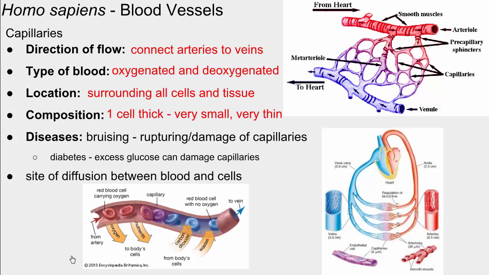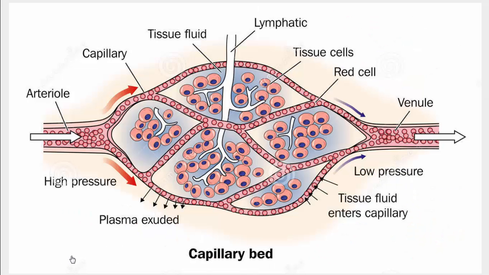Sometimes if those capillaries get damaged due to trauma or something, that's what leads to bruising, blood leaking out of those capillaries, causing a bruise. Also, certain diseases can damage those capillaries. Here's just another diagram showing what it looks like. We have the arteries bringing the blood into this. We call this a capillary network, capillary bed.